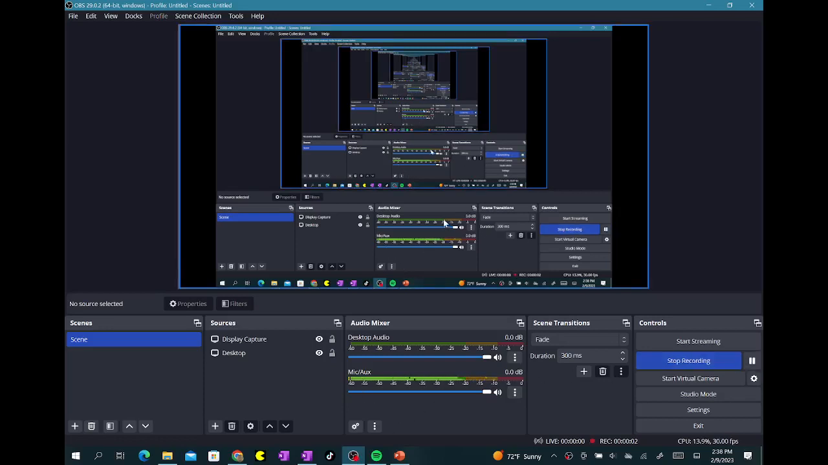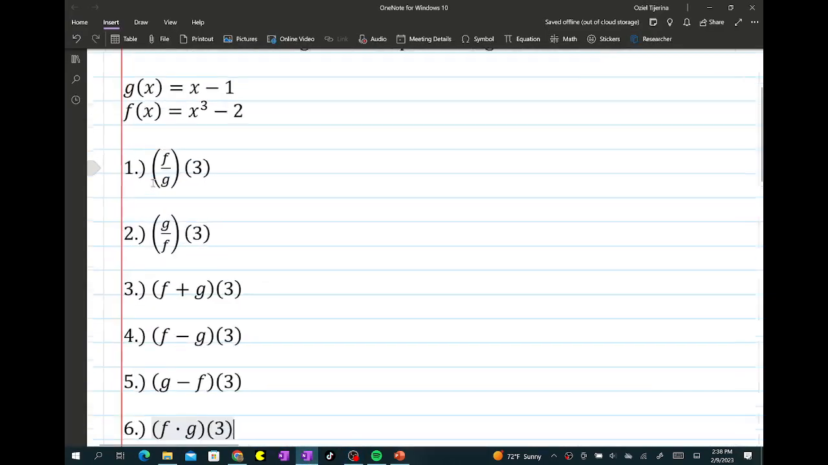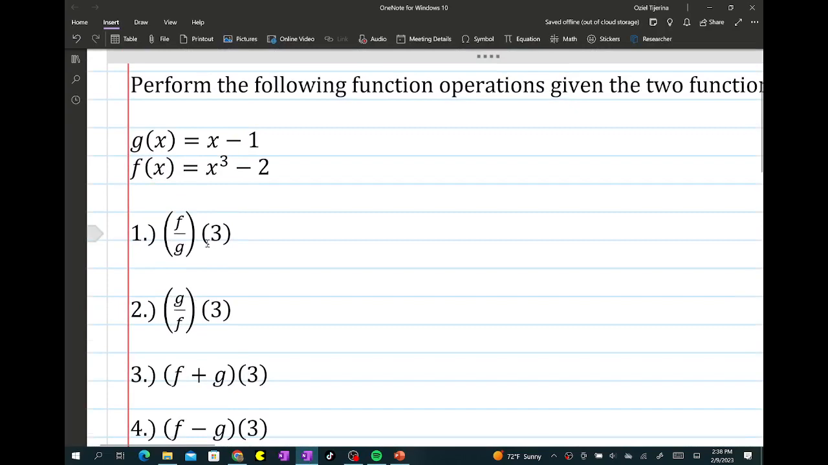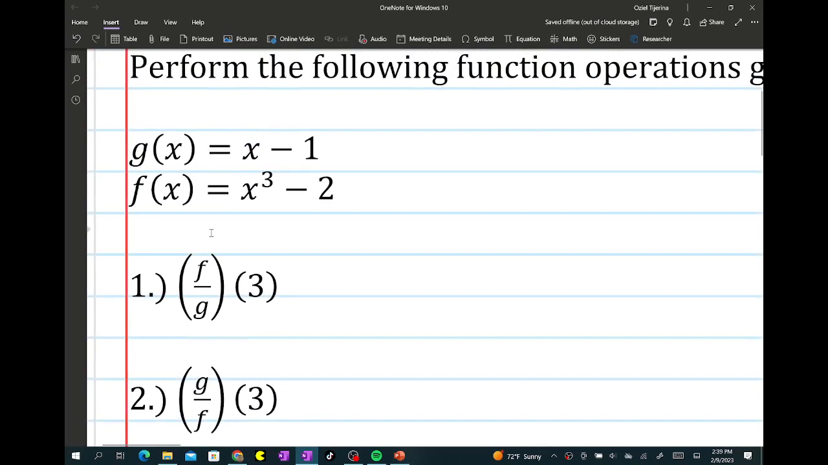Hello guys. In the last video that we did, we went over an example that involved function operations, and now I'm going to do another one, but this time it's going to be about actually how to evaluate at a specific x value. So it's kind of like the last example, but we're basically doing it at a specific x value.